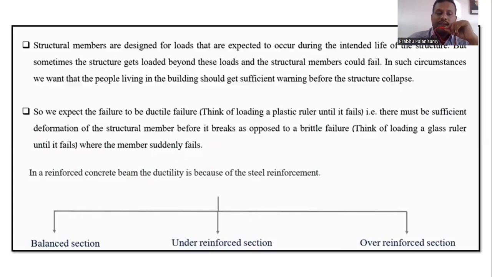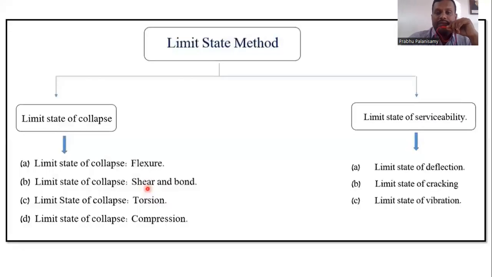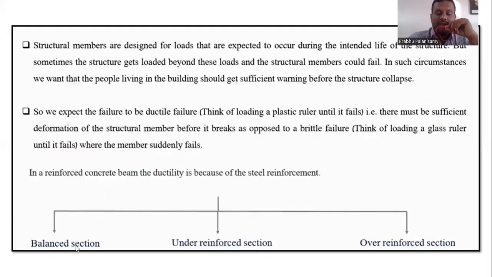And see the reinforcement in beam ductility, becoming the steel reinforcement. There is the balanced section, the under-reinforced section, and the over-reinforced section. These are the three types of section which we have in the beam: the balanced section, the under-reinforced section, and the over-reinforced section. These are the three kinds of reinforcement section we have in the beam.